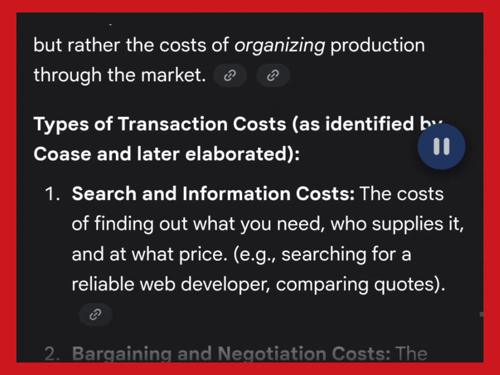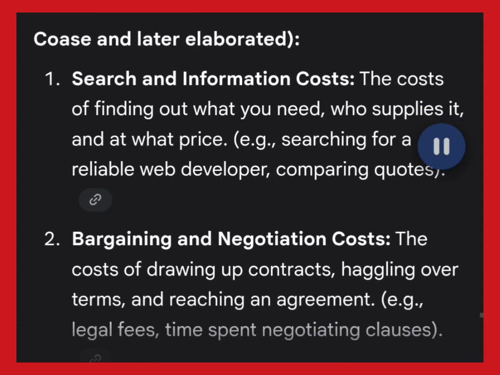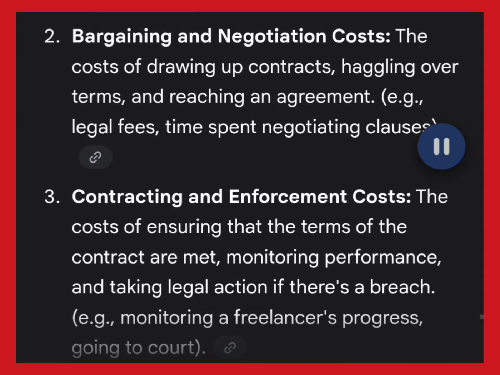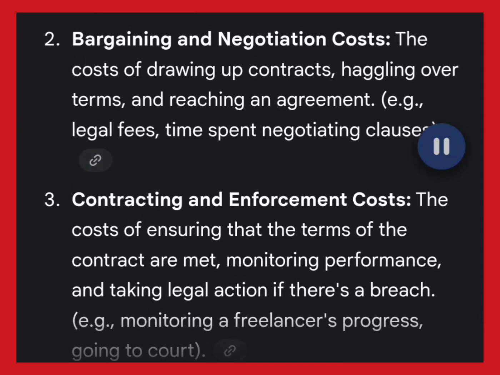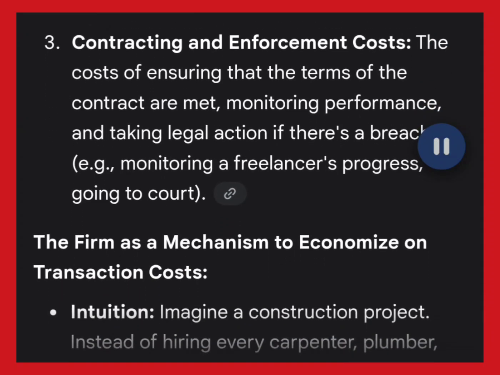1. Search and information costs: the costs of finding out what you need, who supplies it, and at what price. E.g., searching for a reliable web developer, comparing quotes. 2. Bargaining and negotiation costs: the costs of drawing up contracts, haggling over terms, and reaching an agreement. E.g., legal fees, time spent negotiating clauses. 3. Contracting and enforcement costs: the costs of ensuring that the terms of the contract are met, monitoring performance, and taking legal action if there's a breach. E.g., monitoring a freelancer's progress, going to court.